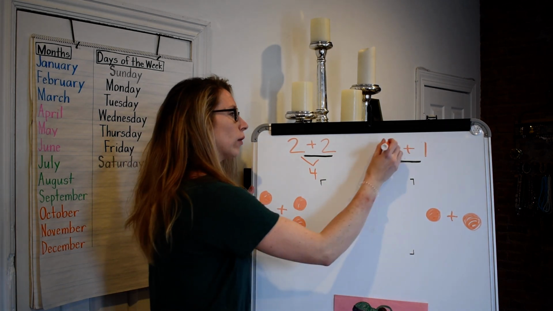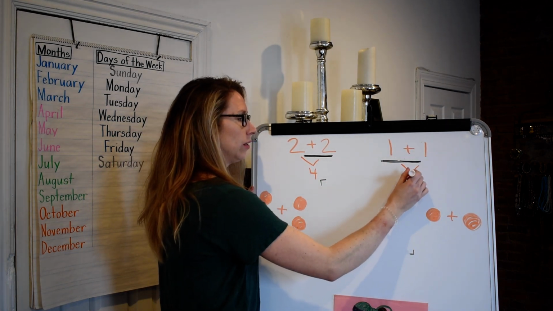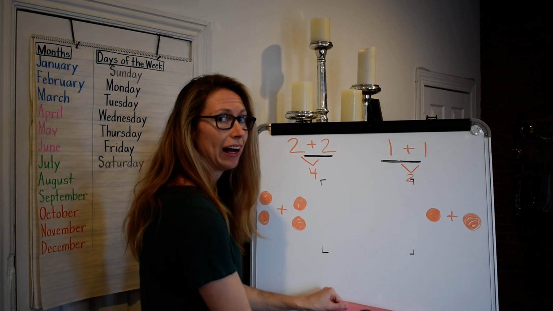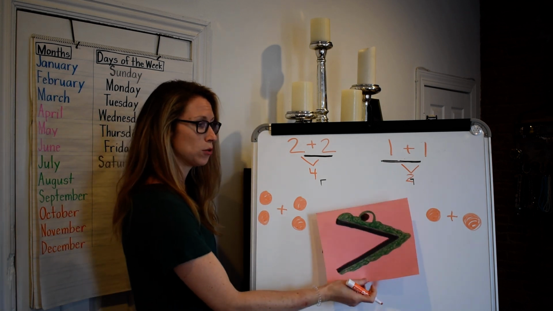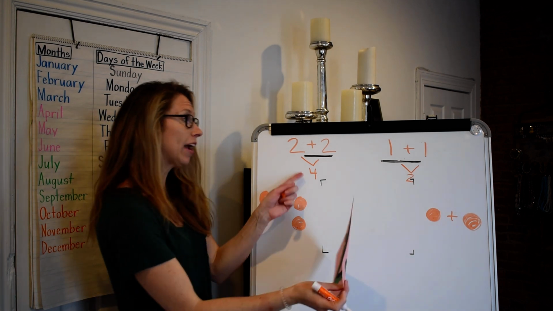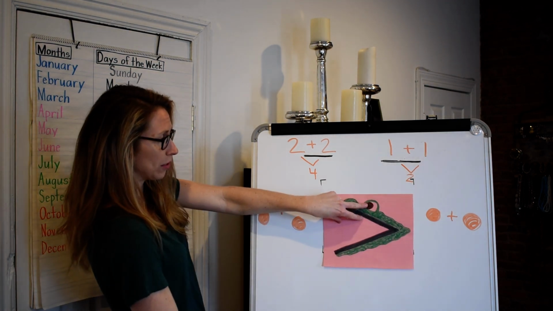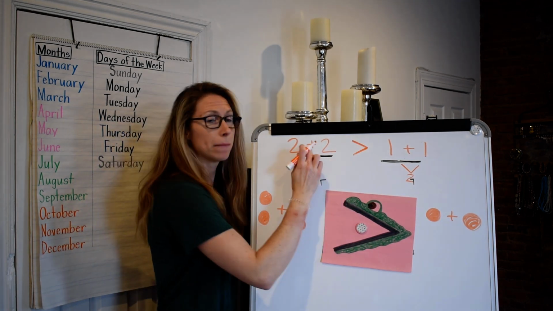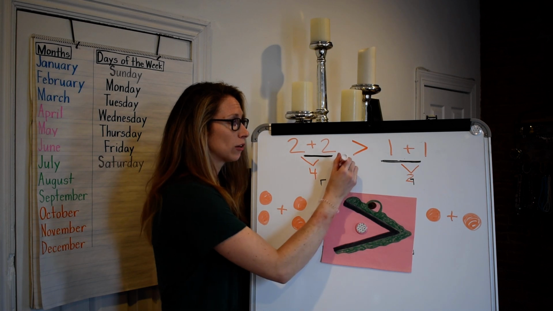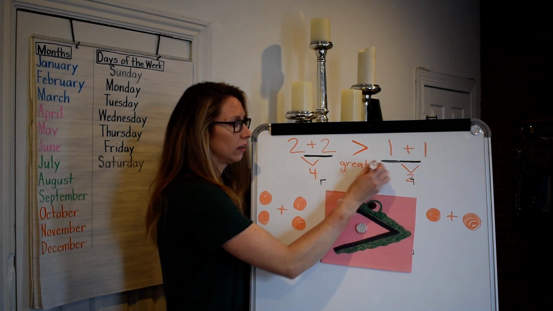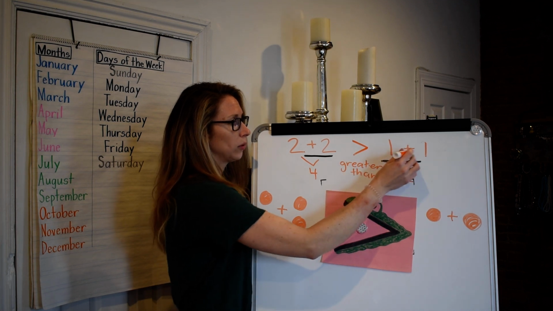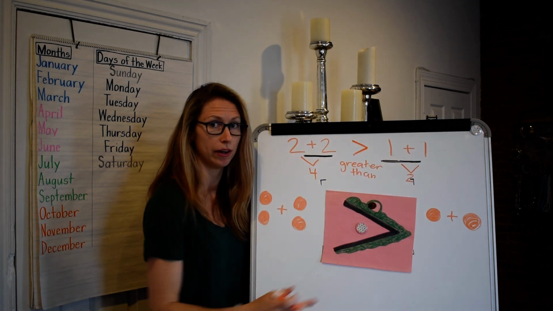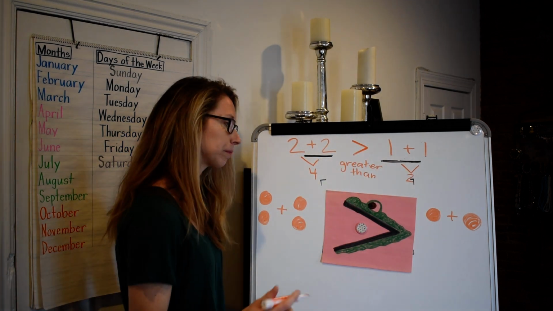4. And what does 1 plus 1 equal? 2. So 4 or 2, which one is Al going to want to face? Which one is bigger? You're right, 4. So Al is going to want to face the oranges on the left. So 2 plus 2 is greater than 1 plus 1, which means it's eating the bigger one. This one is greater than this one. It's bigger than that one.